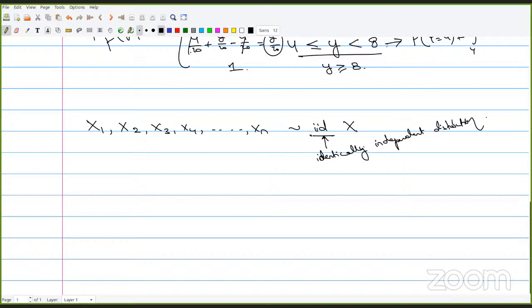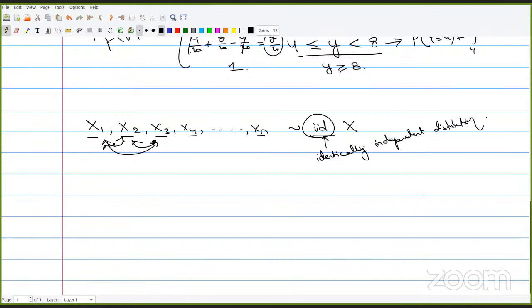This is the general convention, which says that these random variables, x1, x2, x3, x4, all follow the same distribution, which is followed by x, and also each of x1, x2, x3 are independent of each other. So x1 is independent of x2, x2 is independent of x3, likewise, from x1, x2, x3, x4 till xn. So n sampling has been done. n samples have been collected.